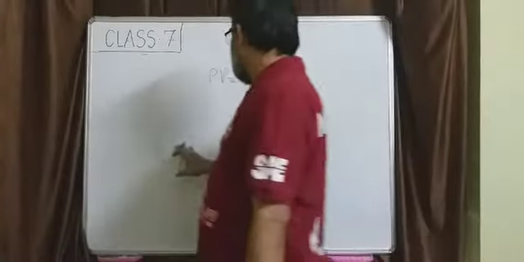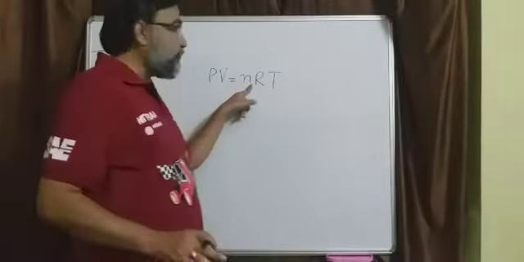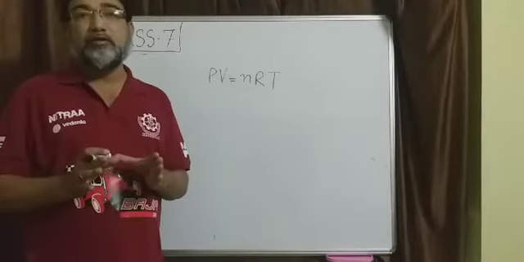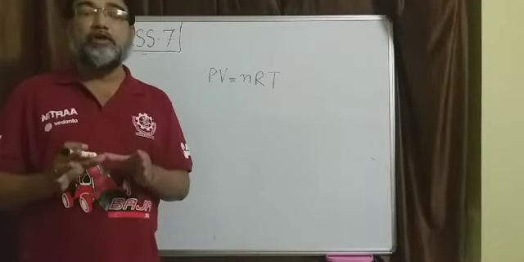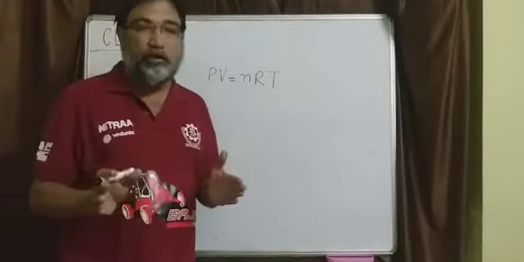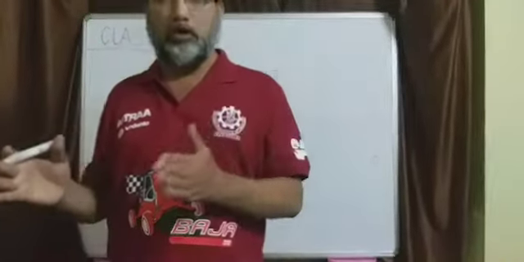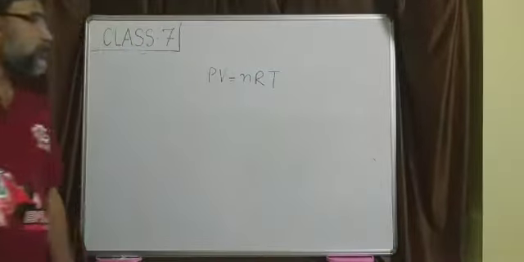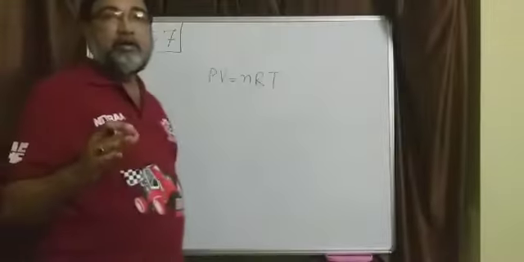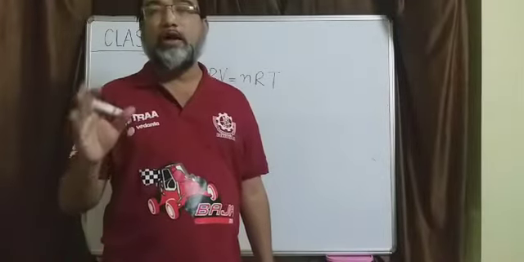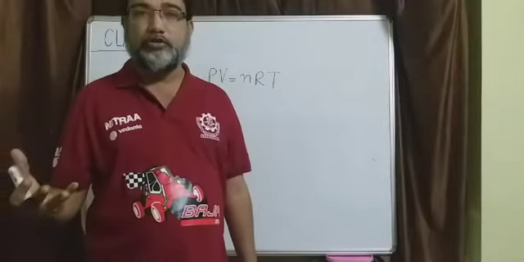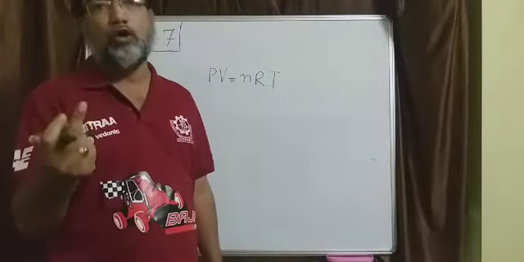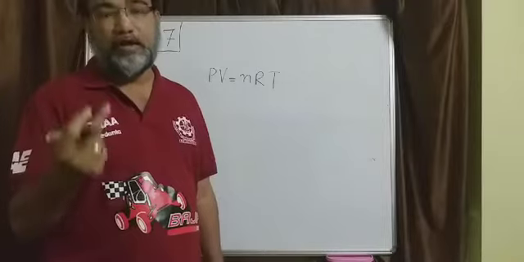Now, number of moles. Number of moles means 1 mole of the gas contains 6.023 into 10 to the power 23, that is a special number called Avogadro's number, that many molecules. Then we say it is 1 gram mole of the gas. If it contains 6.023 into 10 to the power 26 molecules, then we say it is 1 kg mole of gas.